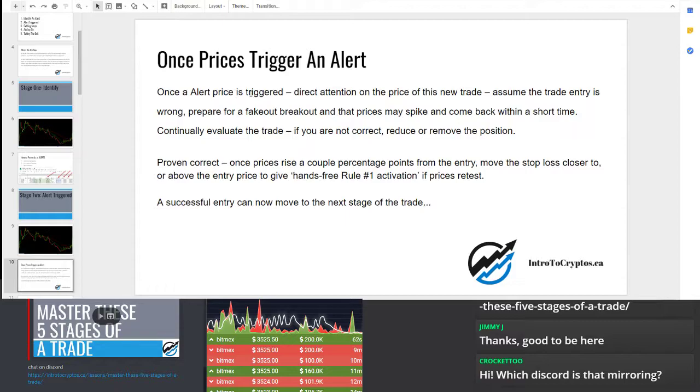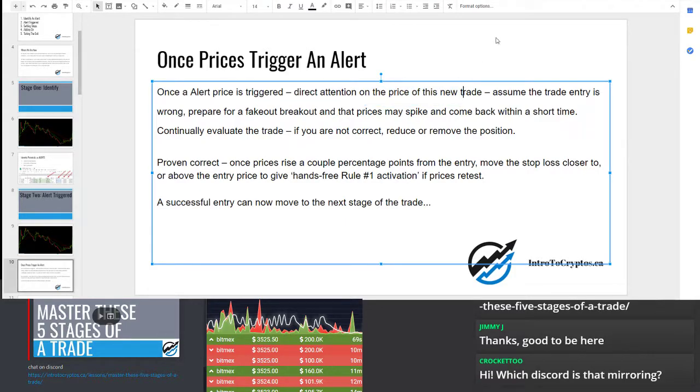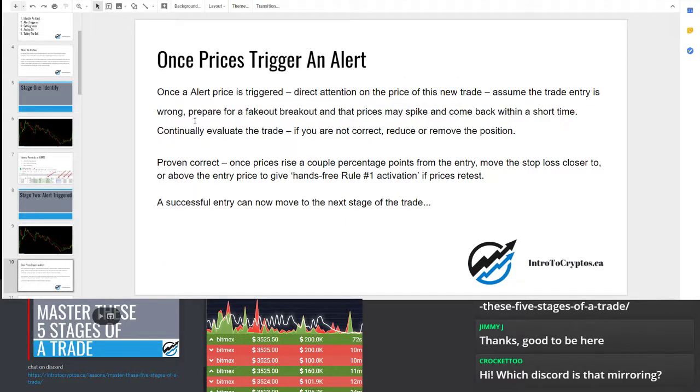So once the alert price has been triggered, we need to spend direct attention on the price of this new trade. We have to assume that this trade is wrong. We have to assume that there is going to be a fake out breakout. We have to know that prices may spike initially away from our initial entry, but they may come back within a short time, within a day, within 10 hours or something like that, or maybe sooner. And we have to be watching for that occurrence. If it happens, then we know that we have to initiate rule number 1 and get out.